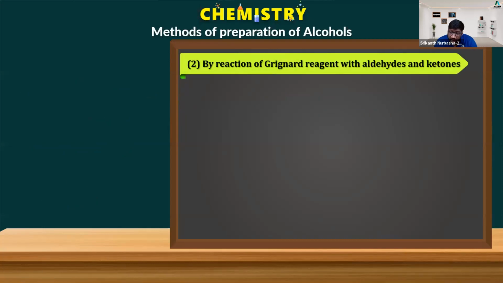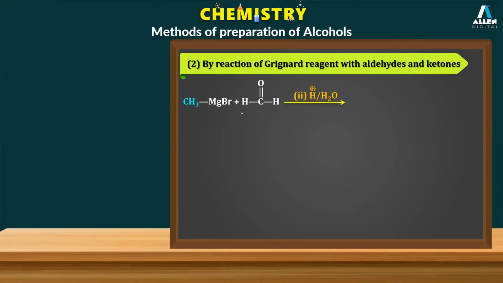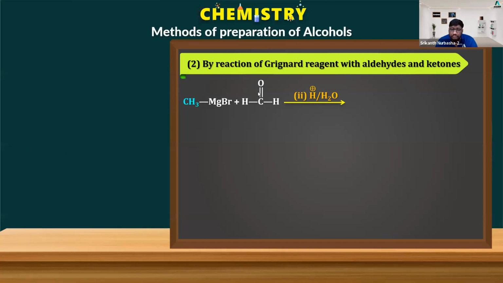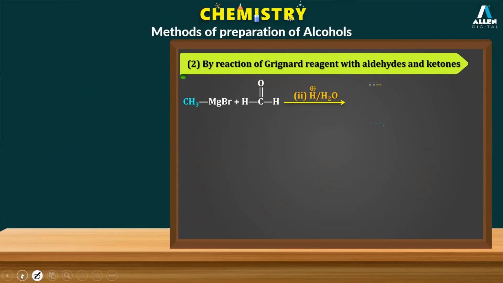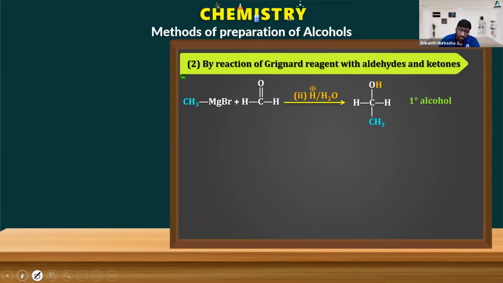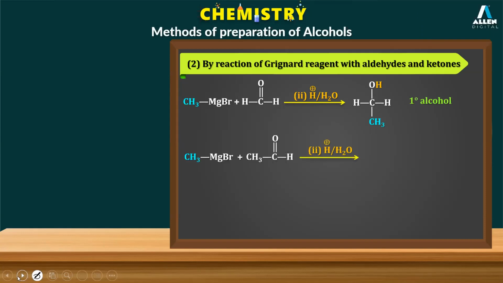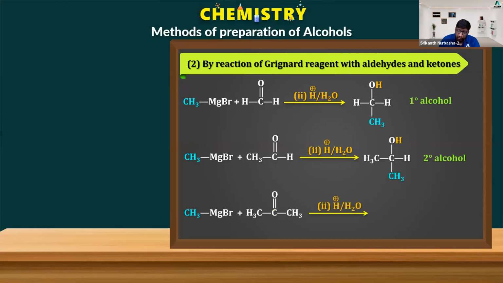Can we prepare alcohols by the reaction of Grignard reagent with aldehydes and ketones? Yes. Grignard reagent treated with formaldehyde, what type of alcohol do you get? Primary. Grignard reagent treated with any other aldehyde except formaldehyde, you get secondary. And Grignard reagent treated with a ketone, you get a tertiary alcohol.